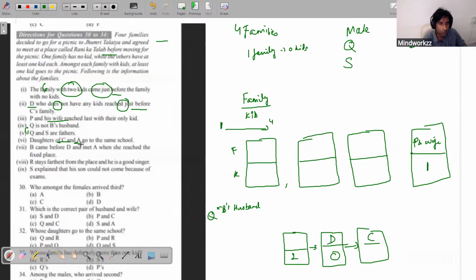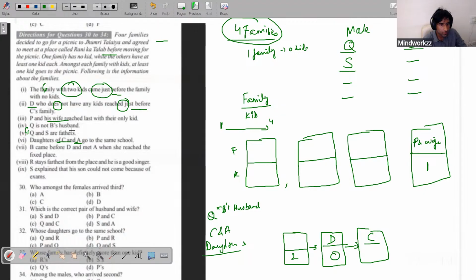Daughters of C and A go to the same school. So C and A have daughters. Now, are they male? Are they female? We don't know yet, but they are daughters. Also, please try to understand before I move forward, ठीक है, कि there are four families. अगर four families हैं, तो there should be four males, right? And there should be four females, ठीक है? तो just keep these things in mind. You should be able to observe these things very quickly. You should not jump into the solution directly, but just think about what is the maximum amount of information you can extract from a given clue. All right. Hopefully you're able to understand till now.